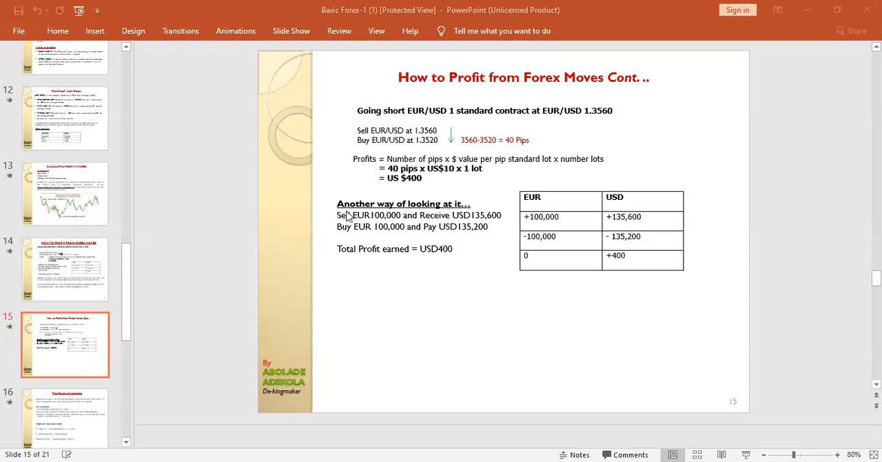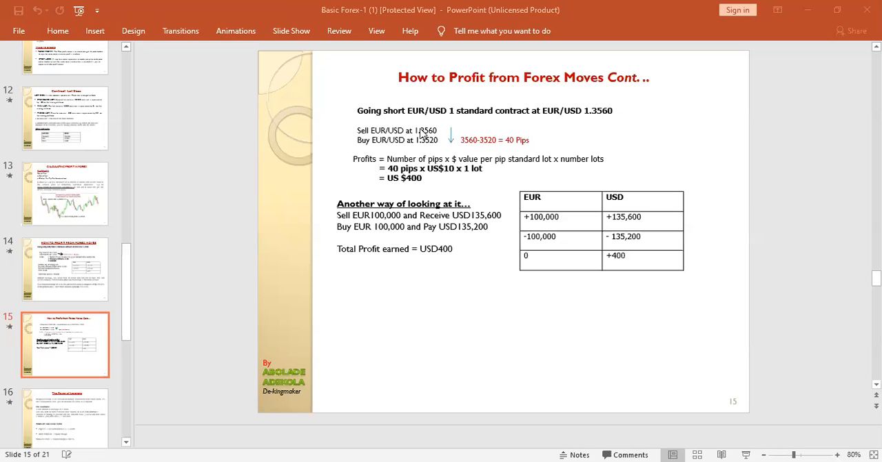So you will now say 100,000 euro. If you sell 100,000 euro, then you receive 135,600. Why is it 135,600? You can say this is the current price, the current price between euro and USD, which is the exchange rate between the two of them, is 1.356, and this is for 1 euro.